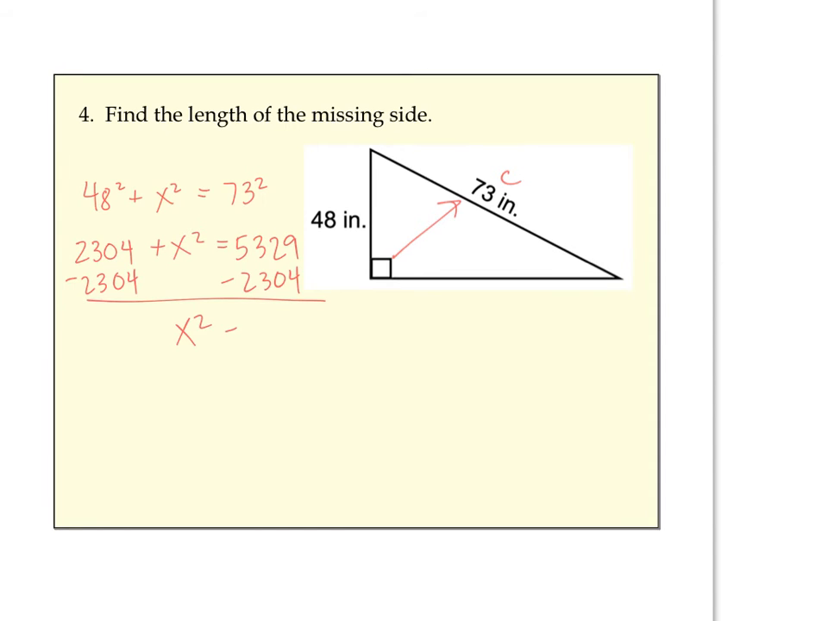We get x squared equals, I'm going to type this in, 3025. And then remember, we have to get rid of the square. And so I'm going to take the square root of each side. And the square root of 3025 is a nice number. It's 55. So this missing side would have been 55 inches. And it makes sense. It should be smaller than the 73.